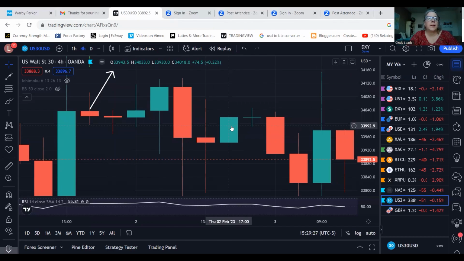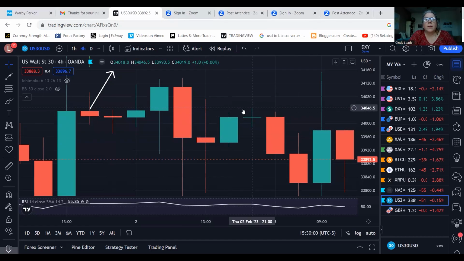And as you can see, the difference between these two, where it opened at 33,943 and where it closed at 34,018, is 74 pips plus. It was 74 pips up during that 4-hour time frame. On the 4-hour time frame, this candle gained 74 pips. But also you want to notice the high and the low.